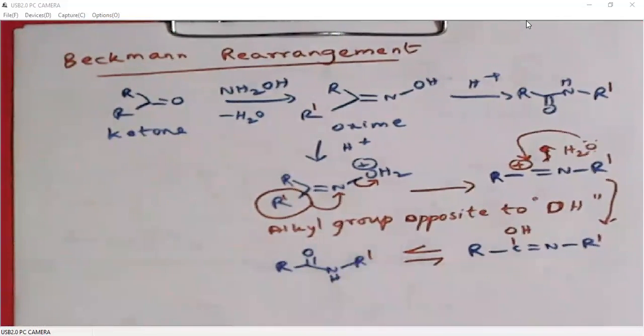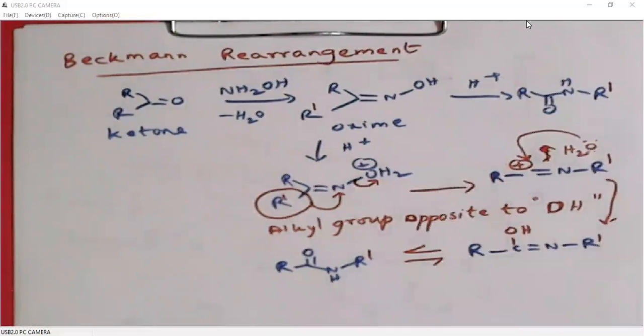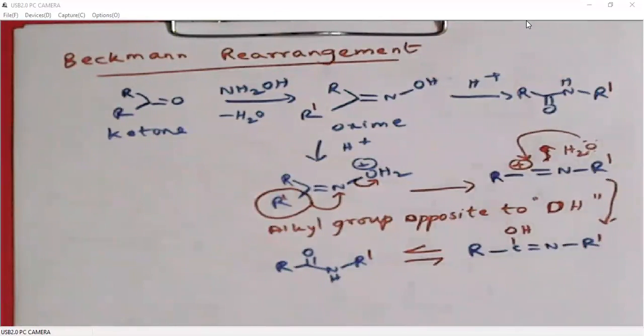So Beckmann rearrangement is the conversion of oximes to amides with alkyl migration. Here the selectivity is alkyl group which is opposite to the OH will be migrating to nitrogen. So when we look at the overall conversion, it is a conversion of ketone to amide. So it is similar to Schmidt rearrangement.